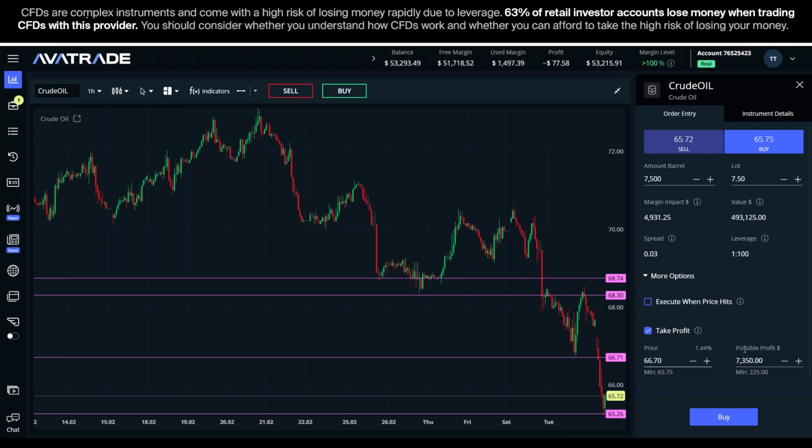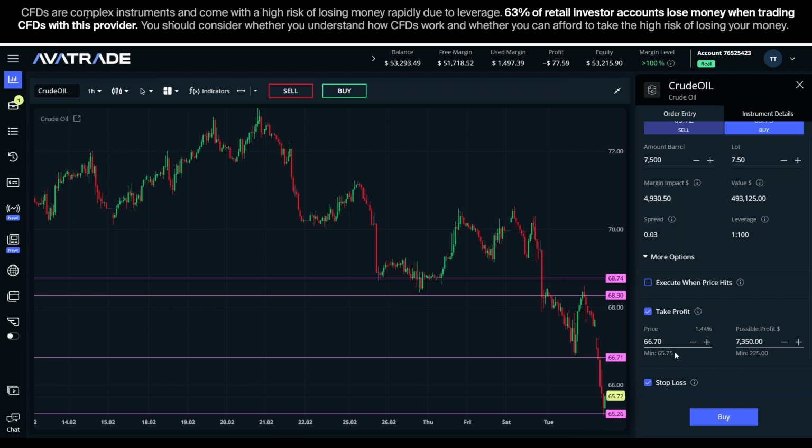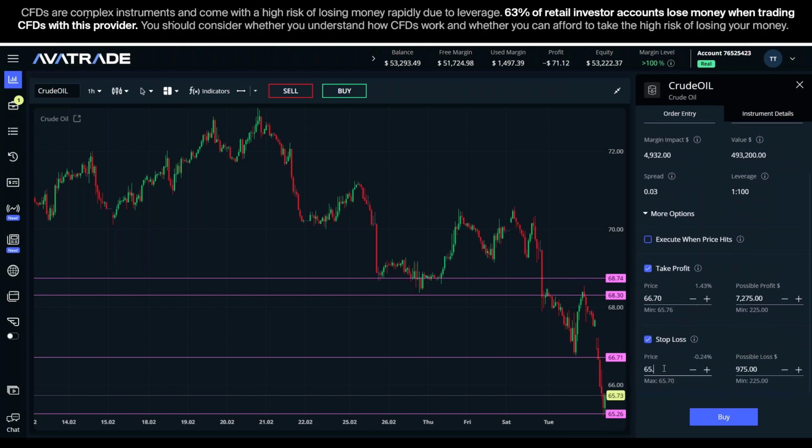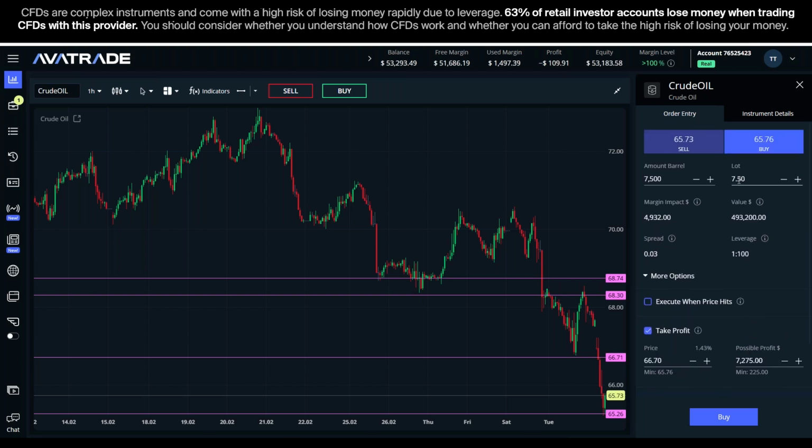66.70. Okay, it doesn't have to break where it broke below. This was the support, and it broke it. So I'm going to take profit just before that. Doesn't have to break back above. Stop loss below 65.26, so 65.16, 10 cents below that. My potential profit isn't quite double the risk, but it's much better than the risk.